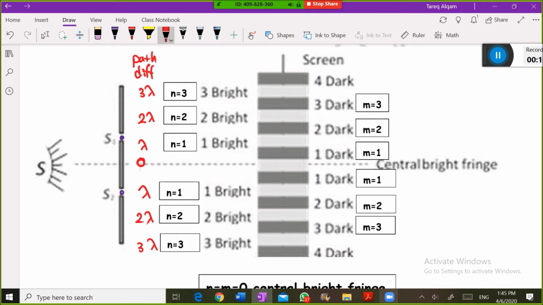For dark fringes, guys, first one lambda over 2, second one 3 lambda over 2, third one 5 lambda over 2, and so on, 7 over 2 lambda. This way, because as you know, to have a dark region or dark fringe, the path difference should be odd integer over 2. Here similar thing, it will be lambda over 2. Here 3 lambda over 2. Here 5 lambda over 2 and so on, 7 lambda over 2. So there is a pattern for the path difference. For bright we have a pattern, and for dark we have another pattern.